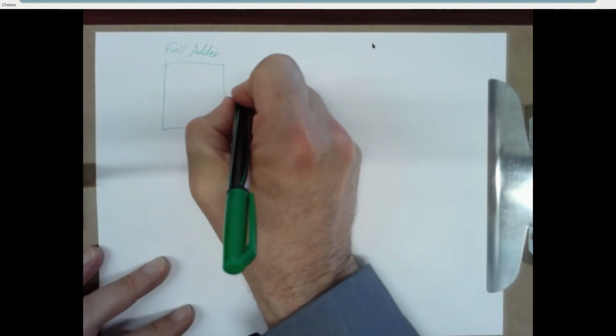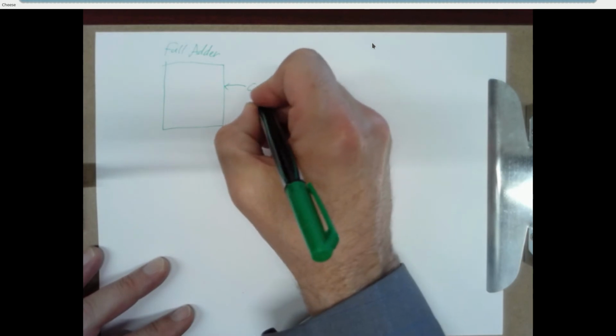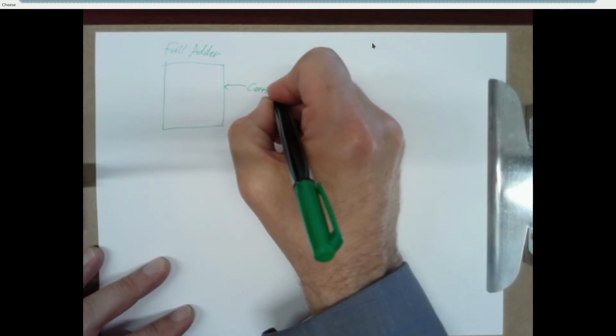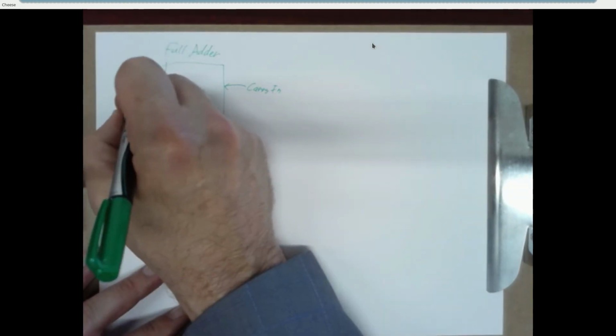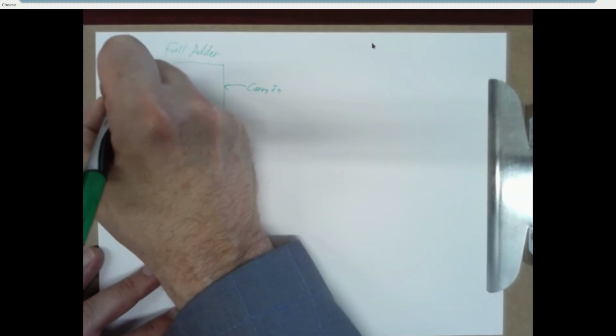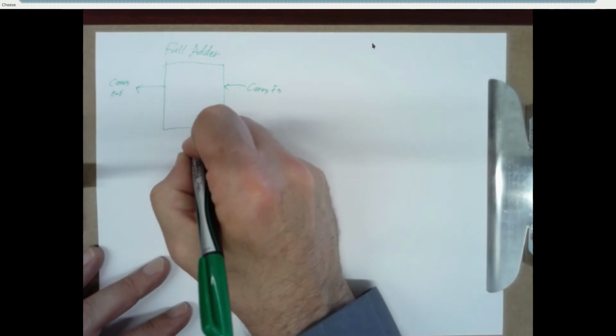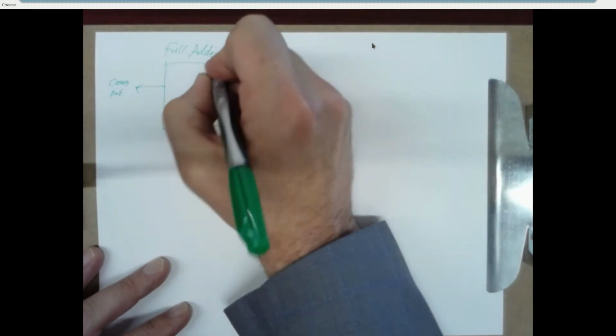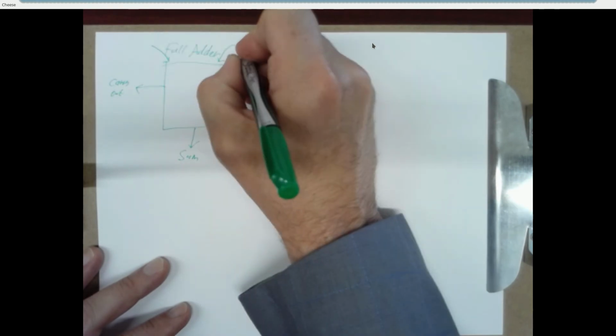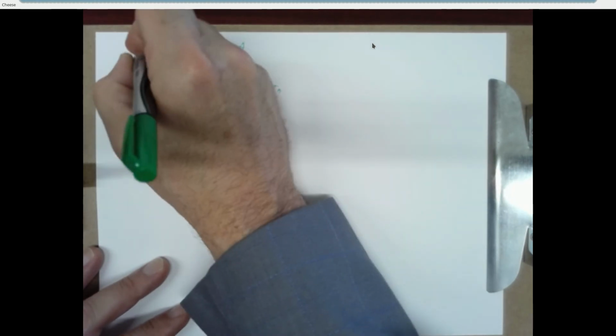And if you remember the full adder, we had a carry coming in on the right, we had a carry out, we had a sum, and we had two inputs that I didn't leave room for. We'll just call them A and B.